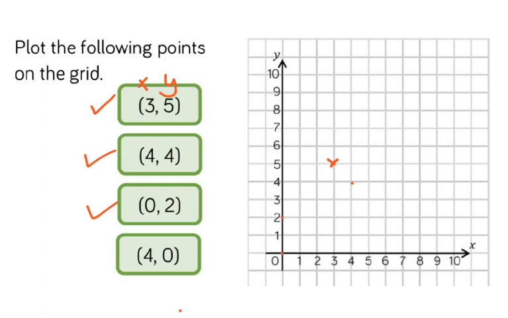And the last coordinate that we've got here is (4, 0). So our x coordinate is telling us to go along the corridor 4 spaces, 1, 2, 3, 4. And oh, look at that, we're not actually going anywhere. We're not going up the stairs at all. Our y coordinate is 0. So we just stay right there. Okay, just about got it. All right, so those are the coordinates as they would be plotted on that coordinate grid.